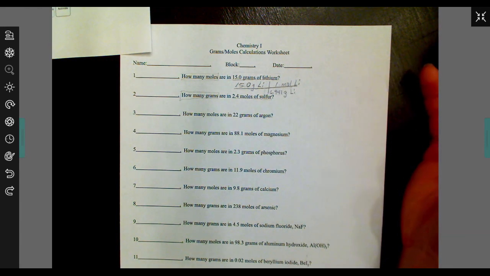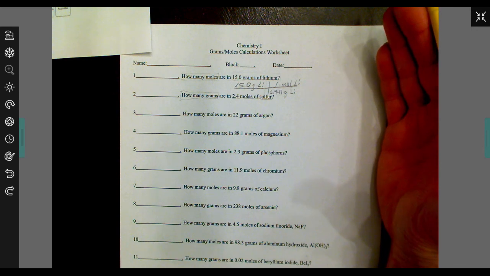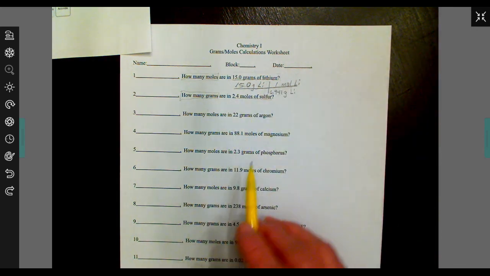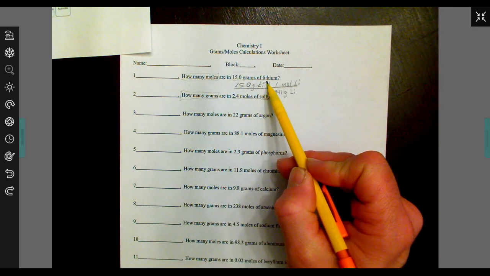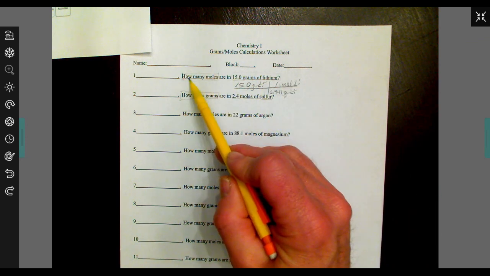It's kind of like 55 miles per hour. I will travel 55 miles in 1 hour. Now, here comes the calculation. See, gram is over gram, so that cancels out, and it leaves me with mole, and that's really what I want. How many moles?